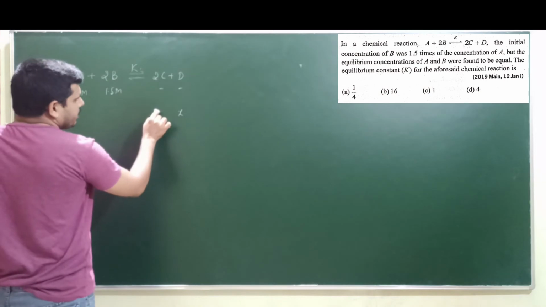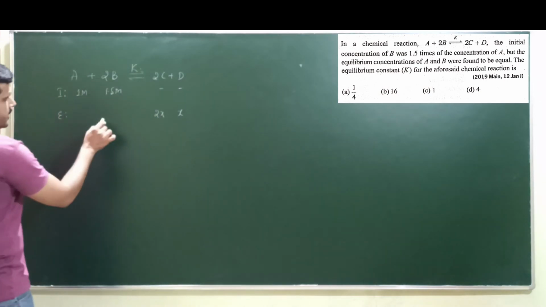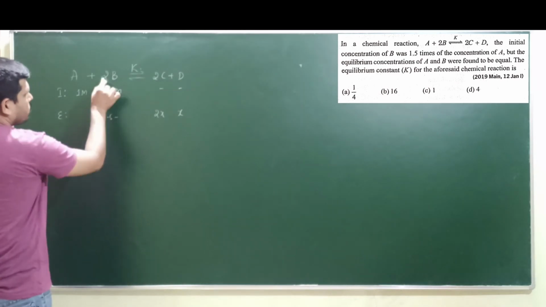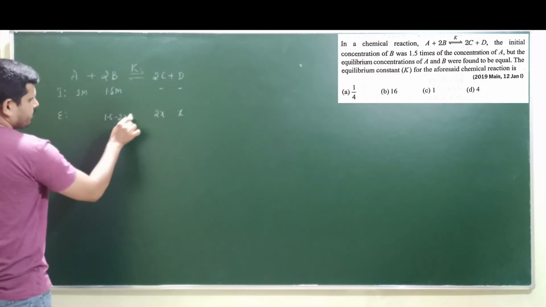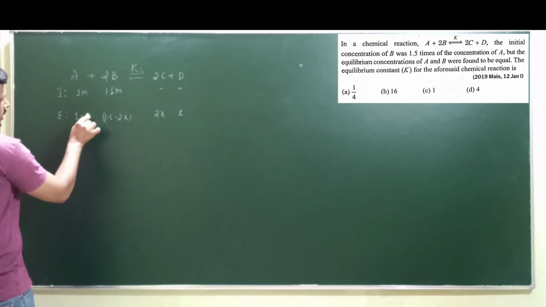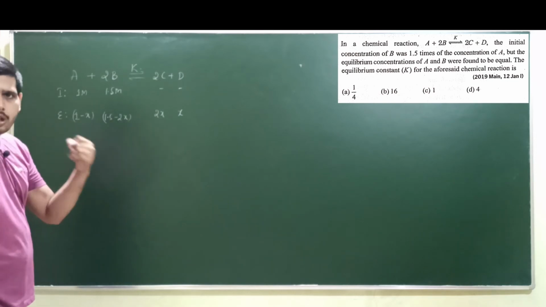What about C? 2 times the X, because the stoichiometric coefficient is there. Now what remains here in B? It is 1.5 initially. Now 2 times the X got reacted. What about A? 1 initially. Now X mole got dissociated, or X molar. I say mole and molar are the same because we are considering the volume as 1 liter.